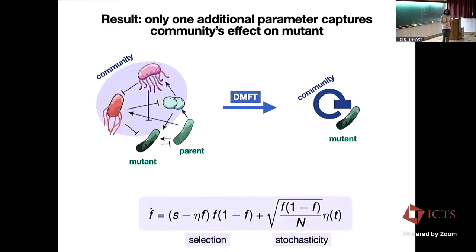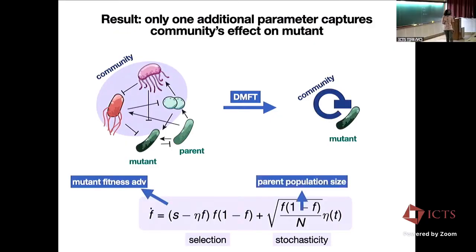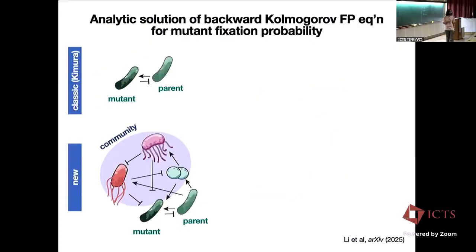It actually looks very similar to the Kimura equation with one key change, which is that selection is now frequency dependent. So you have three parameters now instead of two. You still have s, the mutant's fitness advantage. You still have the parent's population size, but you have this new parameter eta, which captures this ecological feedback of the entire community. And so you can now go and study this model with frequency dependence.